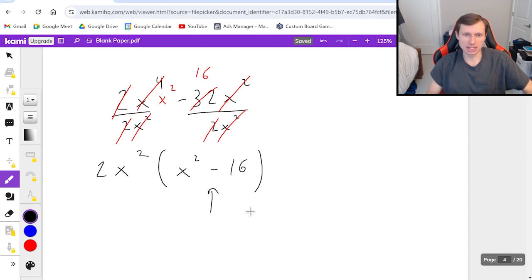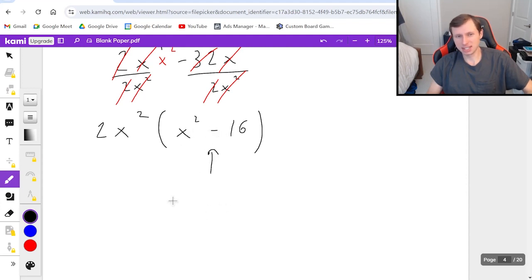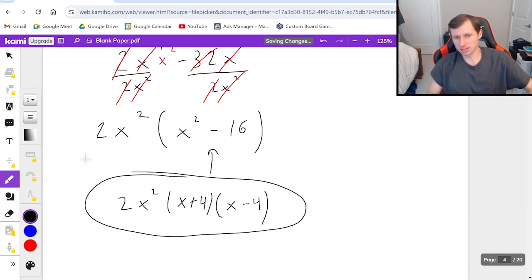If you forget what that is, I talk about this in a different video. But basically, x squared minus 16 further factors to x plus 4 times x minus 4. And so then the final answer is 2x squared times x plus 4 times x minus 4. And so that one could have been factored twice.